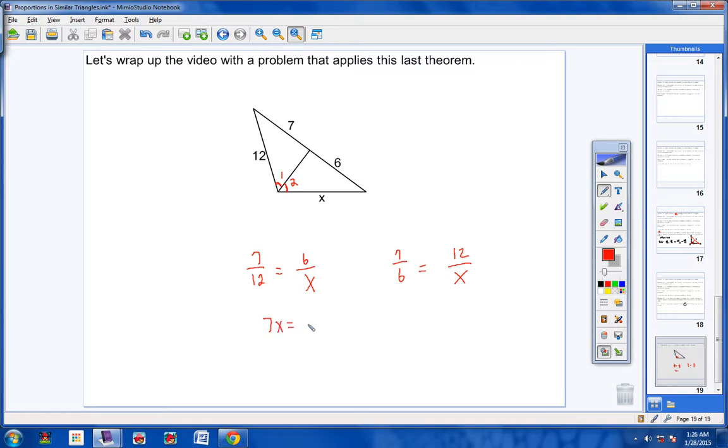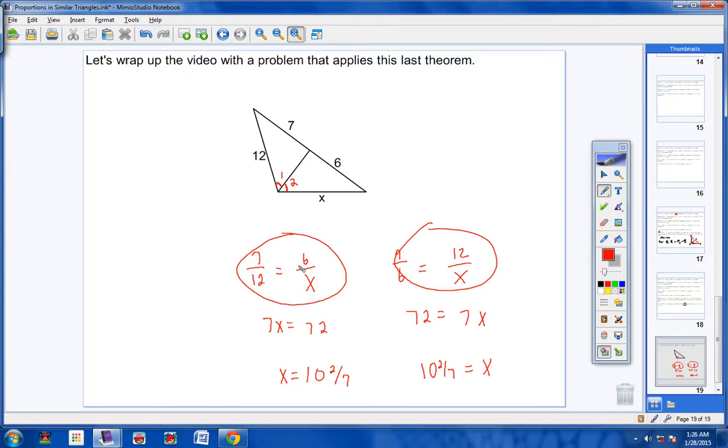7x equals 72. Divide both sides by 7, and we will get 10 and 2 sevenths. Not sure what the decimal would be, okay? 6 times 12 is 72. 7 times x is 7x. Divide by 7, and you will get 10 and 2 sevenths equals x. So it does not matter which proportion you choose to use, okay?